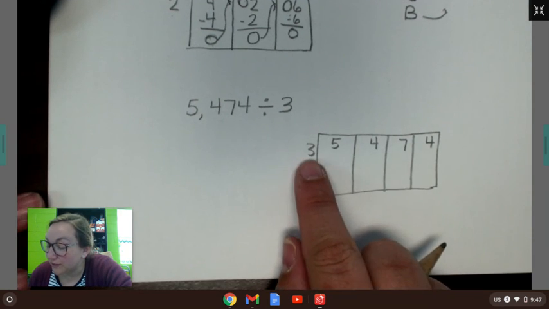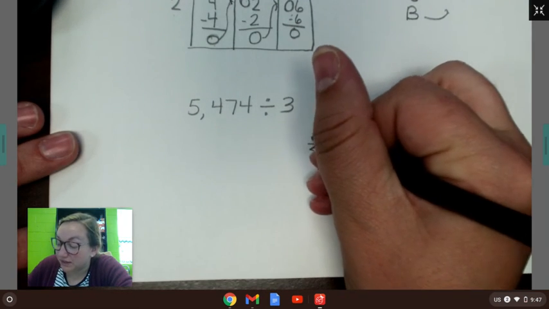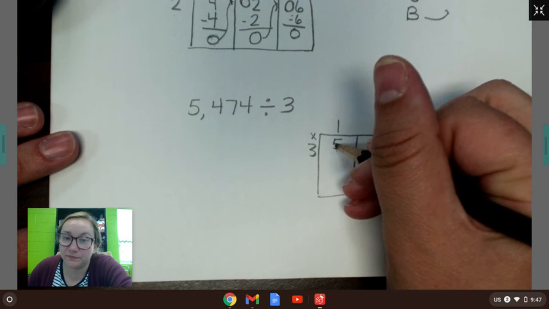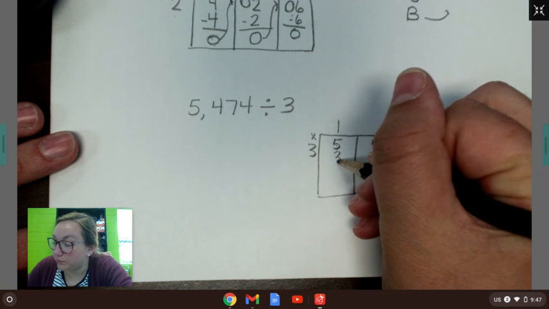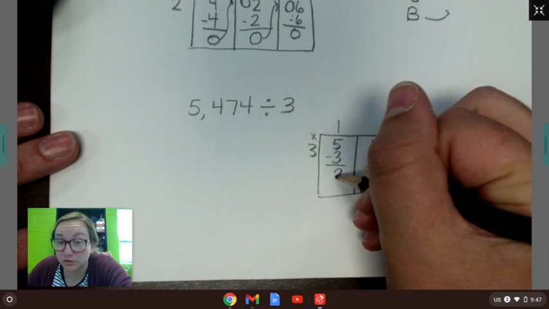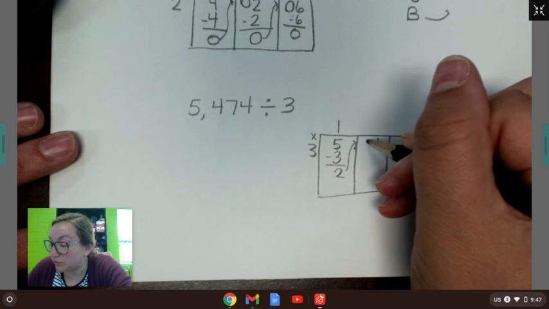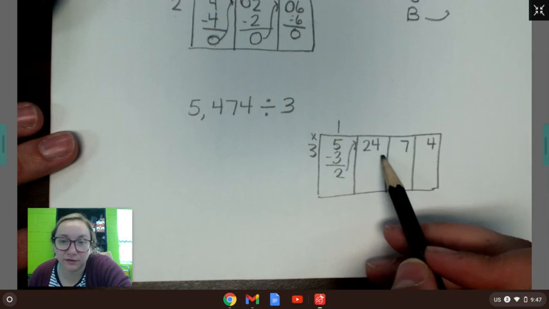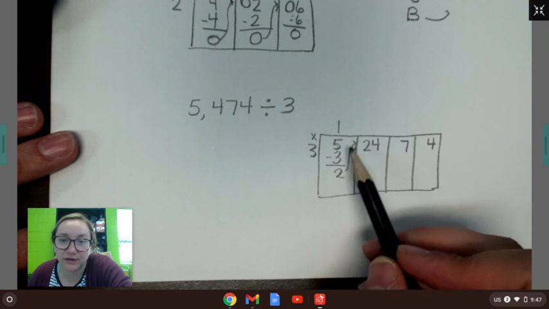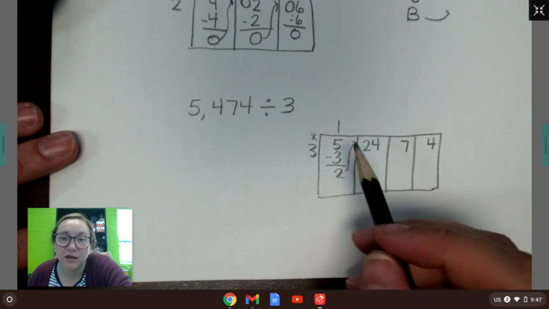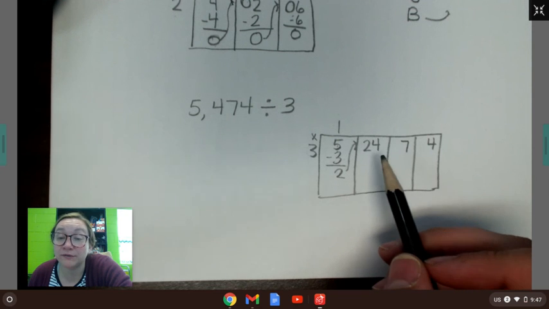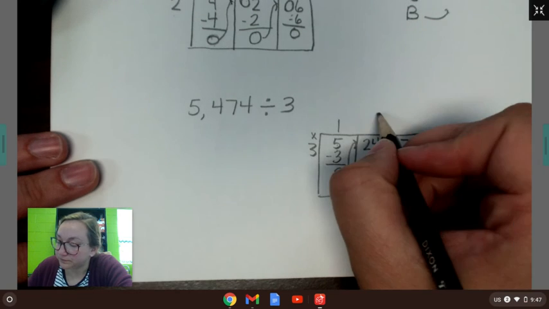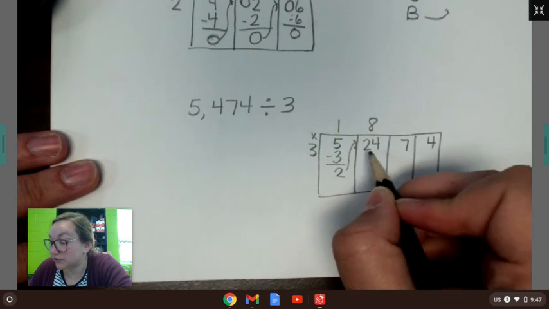So 3 can go into 5 1 time because 3 times 2 is 6 and that's too big. It cannot go over 5. 1 times 3 is 3. We subtract. My difference is 2. Now this is where you bring the 2 over. So normally if you were doing the old way, you would bring the 4 down and it would make 24. Now you're bringing the 2 over. 3 can go into 24. Now, if you know your facts, you'll know that it can go in 8 times because 8 times 3 is 24.